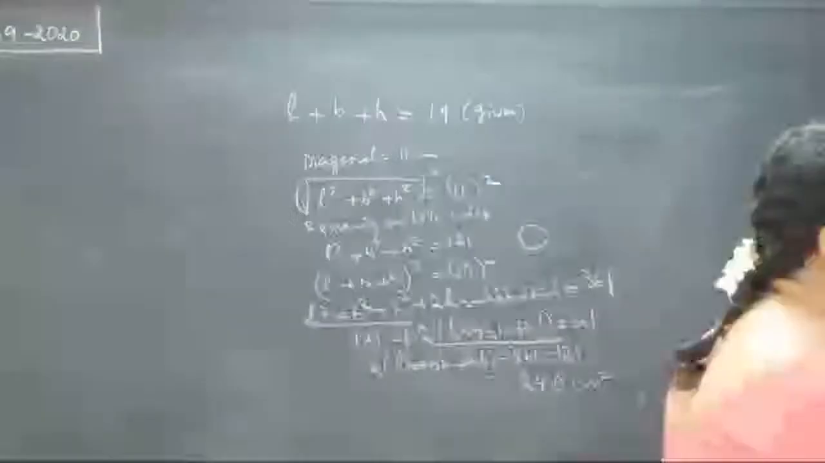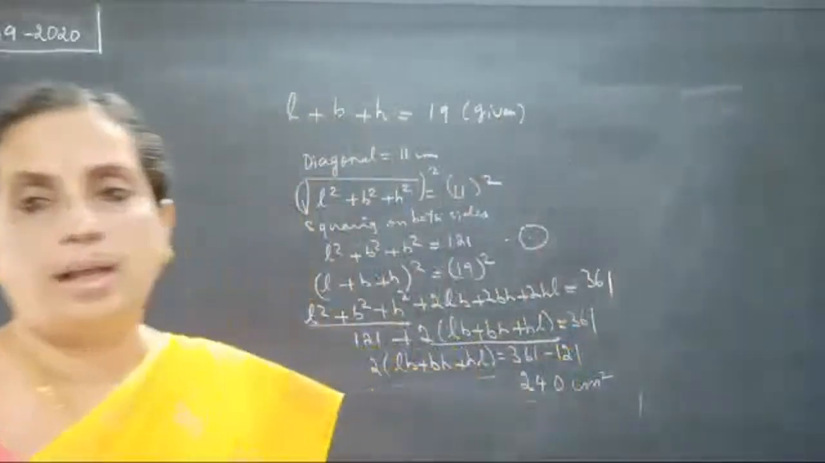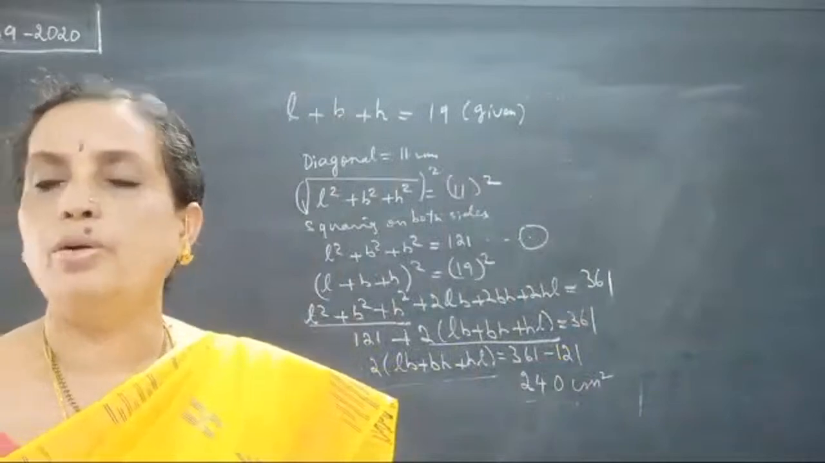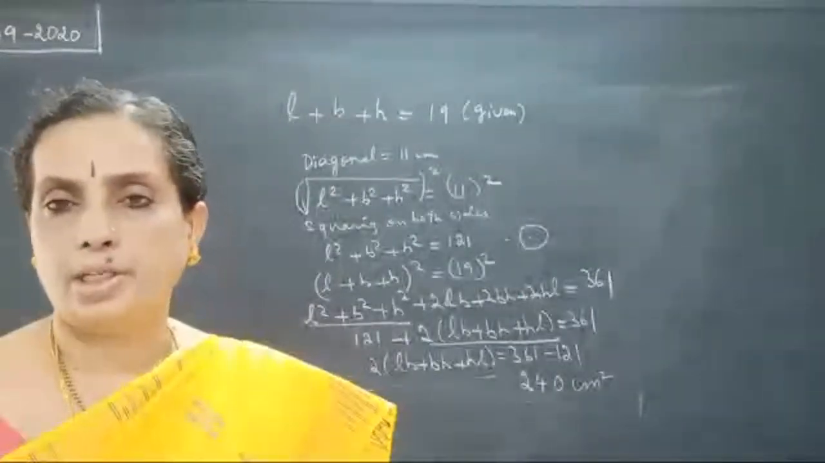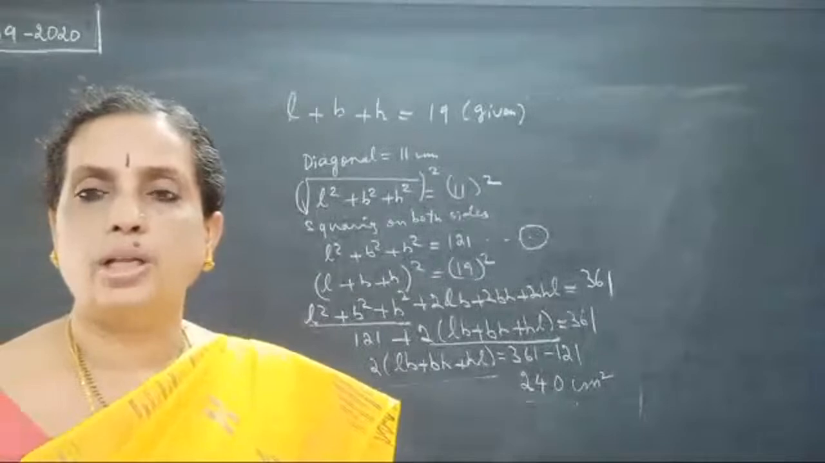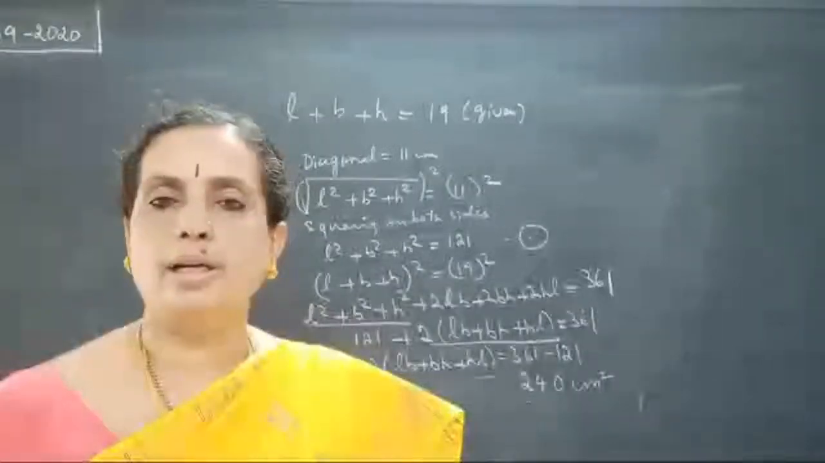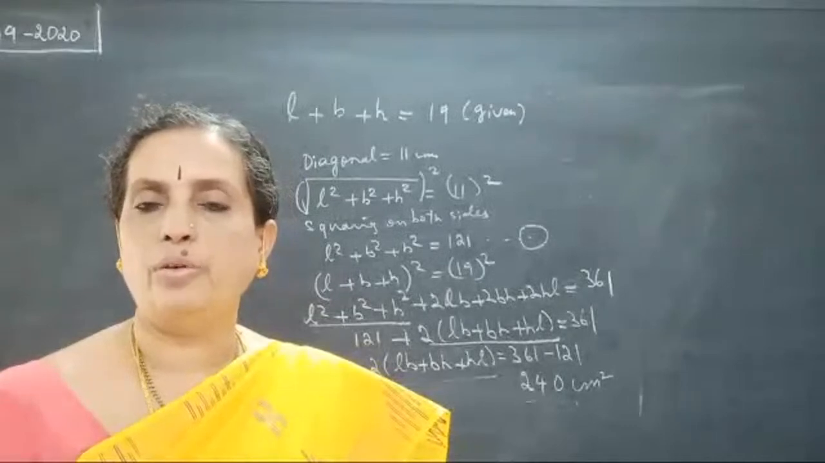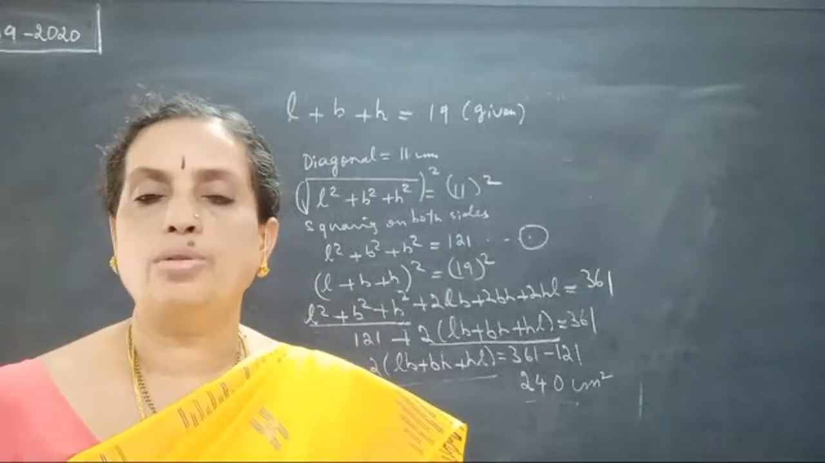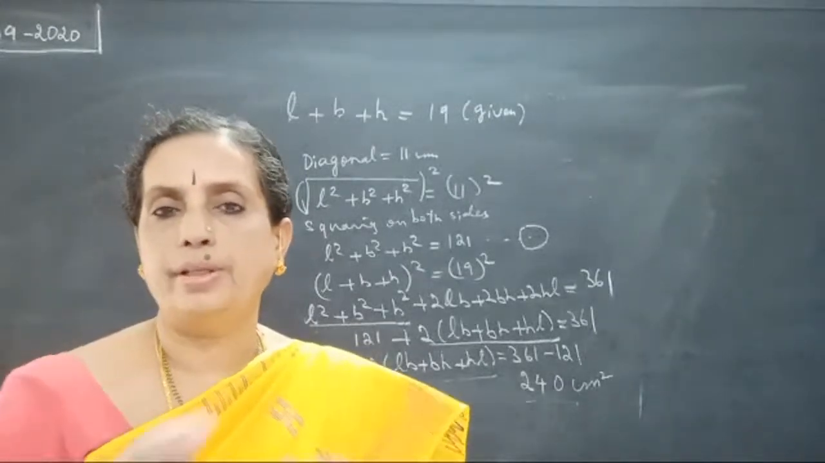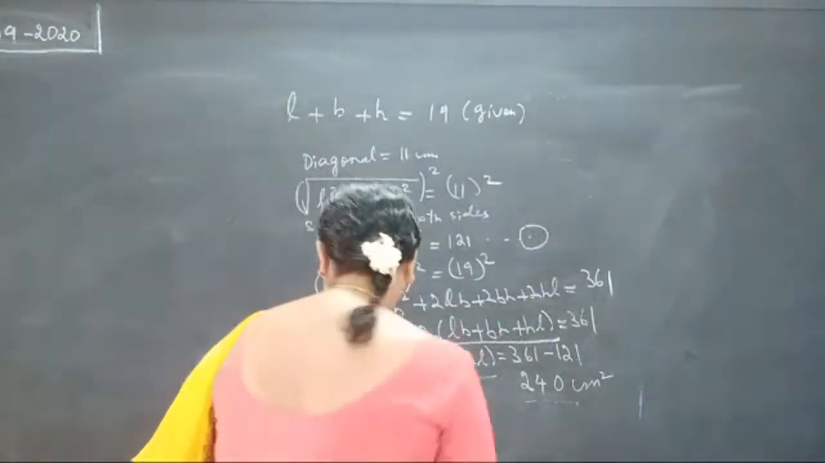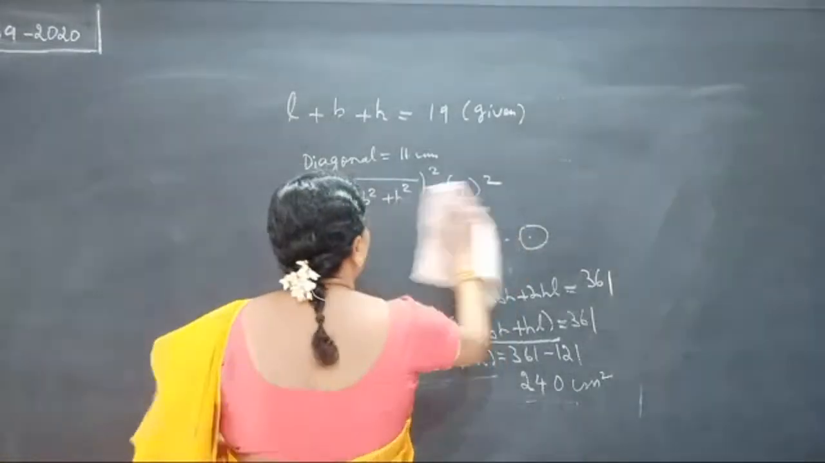The length of the tape is to hold all the edges. It has 4 lengths, 4 breadths and 4 heights. 4 into (L plus B plus H) gives the total length of the tape required. So the way of asking the question is different, but it is just finding the total surface area of a herbarium, that is the greenhouse, and also the total length of tape required to tie up or hold together all the panes.